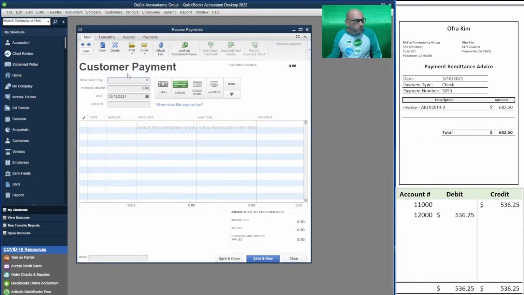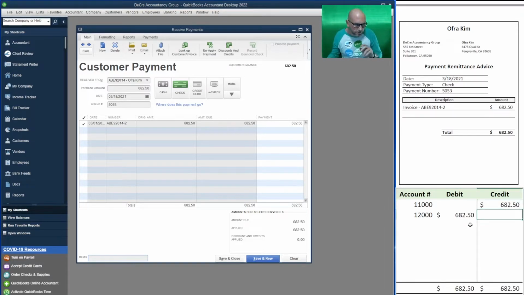All right, one more. From offer Kim, we received payments for doing their taxes. That's a good day. Ta-da, 5053, there it is. 6250. Okay, just want to solidify it again.